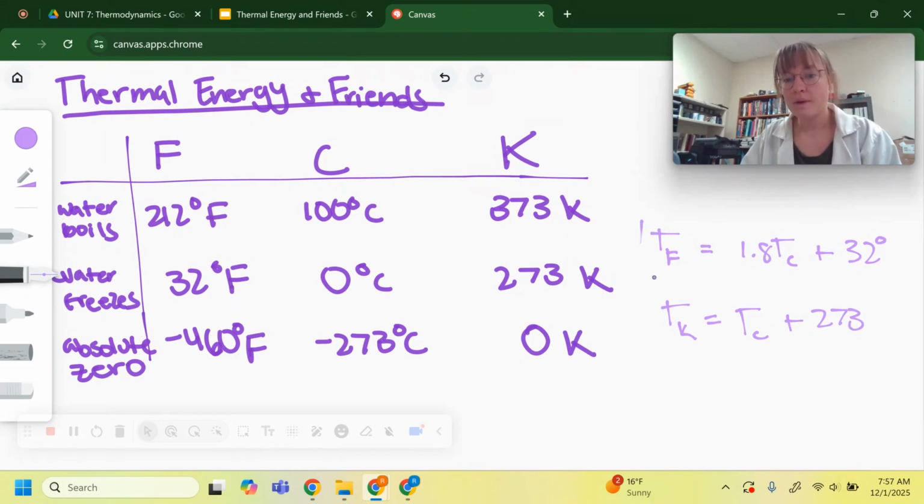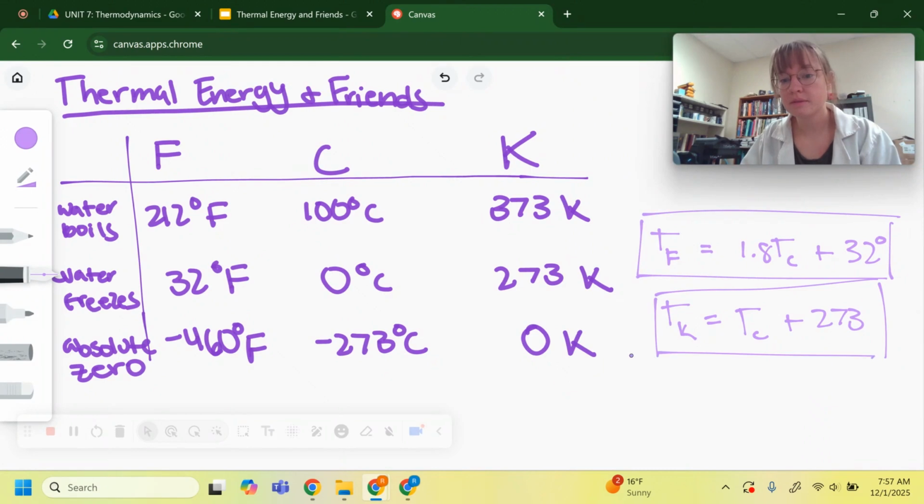We can use these two equations to convert between each different type of measurement of temperature. Now, suppose that someone said to me, Miss Wilson, you do not want to go outside right now. It is 30 degrees Celsius. Can you check what 30 degrees Celsius would be in Fahrenheit and in Kelvin?